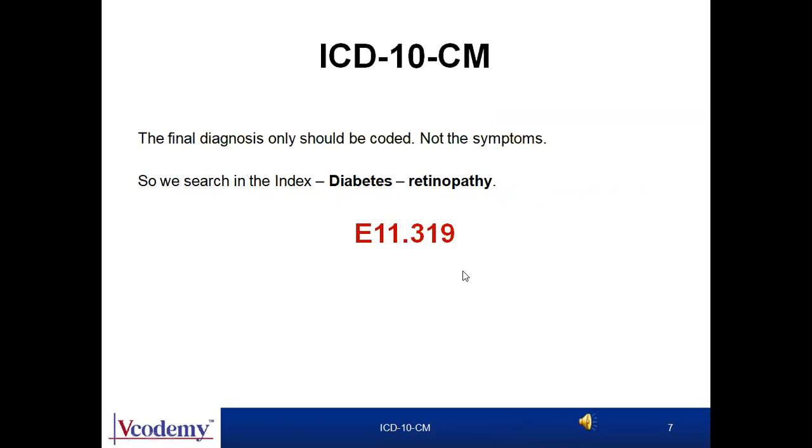So we will search in the index under D, diabetes. Under diabetes, you will be searching for retinopathy. So diabetic retinopathy, the code is E11.319. Why did we choose E11? This is type 2 diabetes. So 11. Type 1 is coded with E10. So the process is very simple.